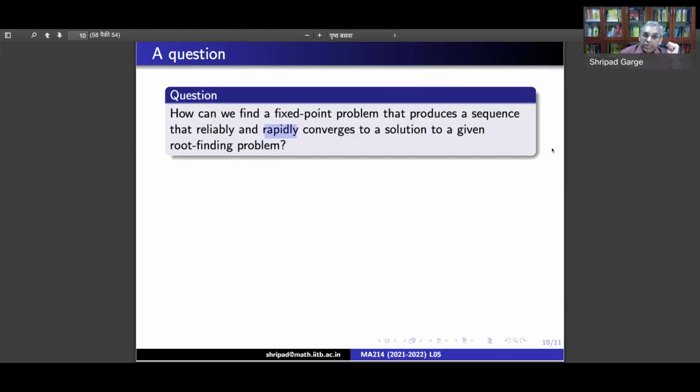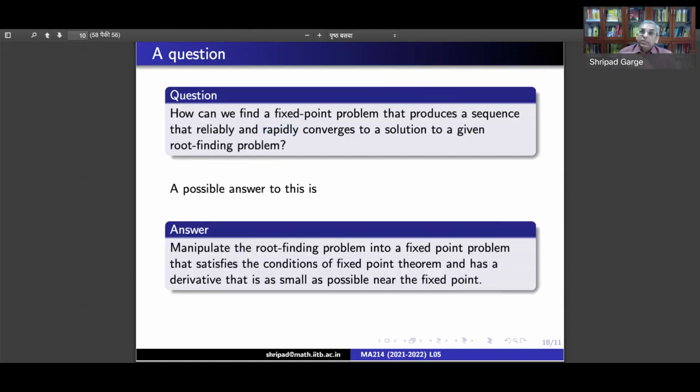So how do you really ensure this? The possible answer is that you manipulate this root finding problem into a fixed point problem that satisfies first of all the conditions of the fixed point theorem. Once the function satisfies the conditions of the fixed point theorem, then you are guaranteed to have a fixed point. And moreover, if the derivative condition is satisfied, then there is a unique fixed point. And you may also hope then that the sequence that you get is a monotone sequence.